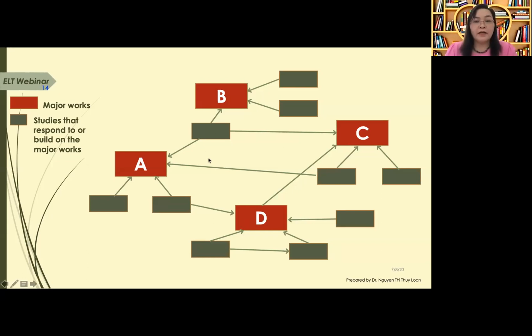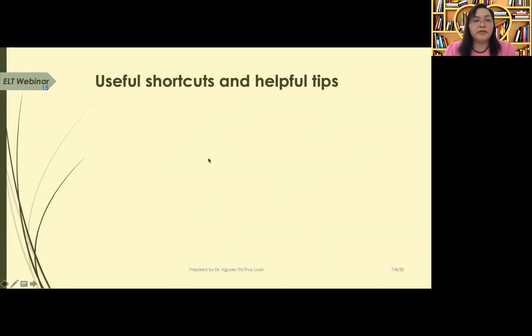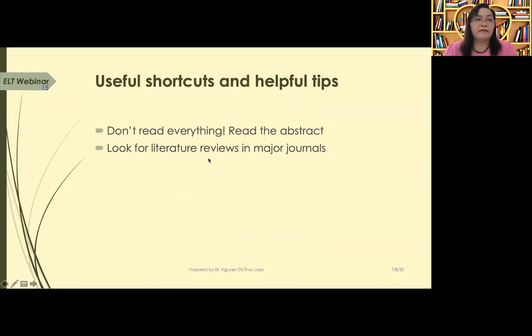Now, when you do the reading, remember, don't read everything. Don't waste your time. Just read the abstract to evaluate whether it is related or not. If not, put it aside. You don't need to think much about it. And if you can, look for literature review papers that summarize the whole literature of your topic. This will save you a lot of time.